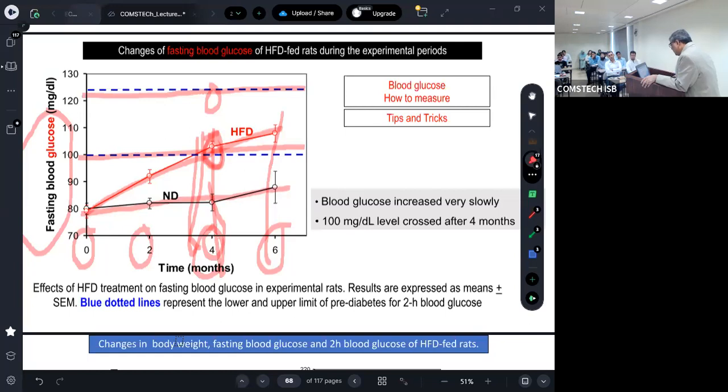So this is the result we got. At 4 months, it crossed the range. In 6 months it also grows, but it is not up to diabetes.